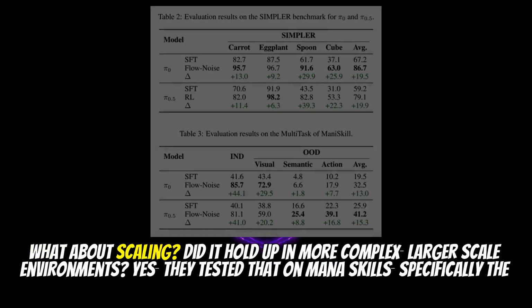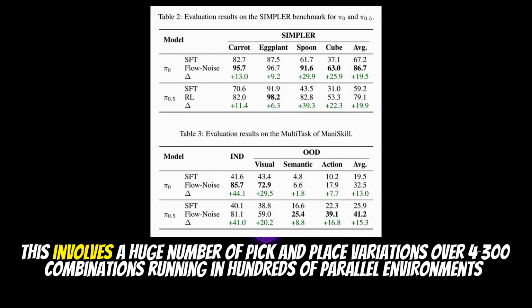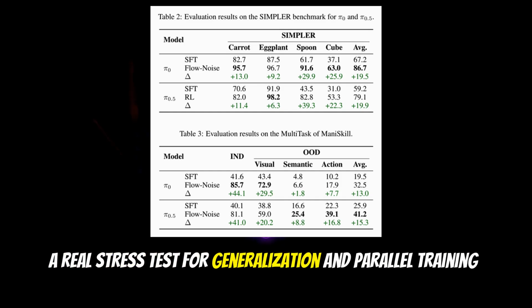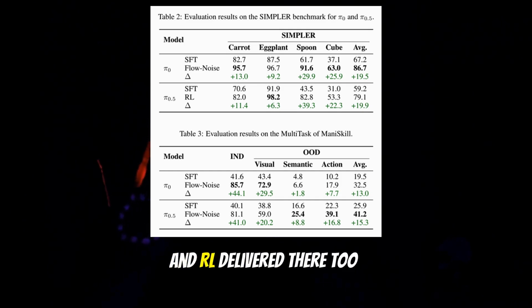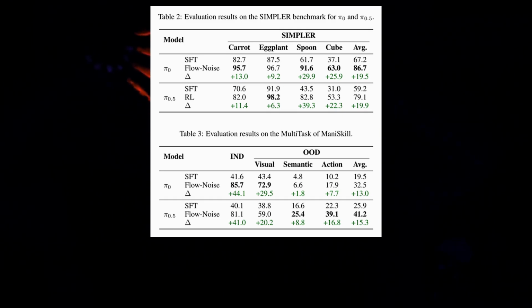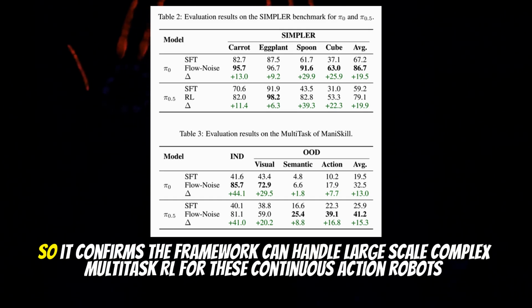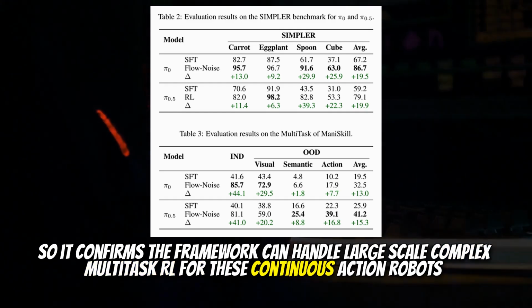Definitely. What about scaling? Did it hold up in more complex, larger scale environments? Yes, they tested that on ManiSkill, specifically the multitask setup. This involves a huge number of pick-and-place variations over 4,300 combinations running in hundreds of parallel environments. A real stress test for generalization and parallel training. For sure. And RL delivered there too. One model's success rate went from about 41.6% to 85.7%. Doubled it, roughly. Pretty much. And the other went from 40.1% to 84.8%. So it confirms the framework can handle large-scale, complex, multitask RL for these continuous action robots.